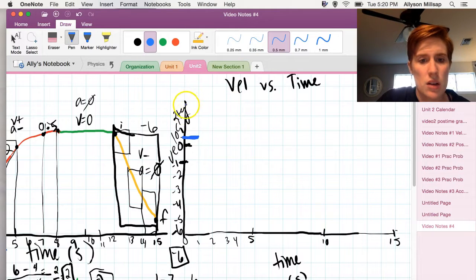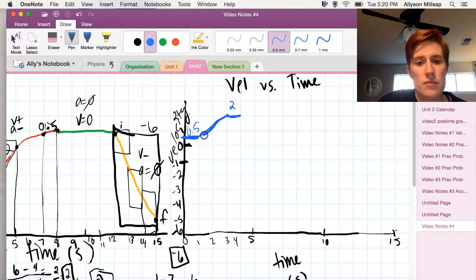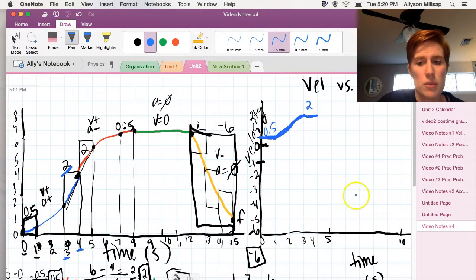So we said, where's 2? 2's right here. So 3 and 4, my speed was 2. This is 2 meters per second. This is 0.5 meters per second. And then you can just connect them like this. All right. Now let's keep on moving on.